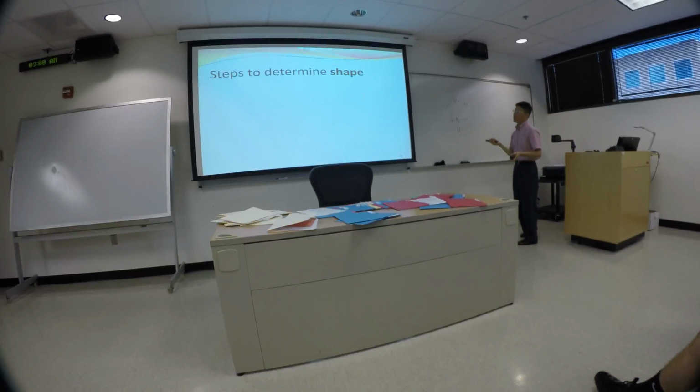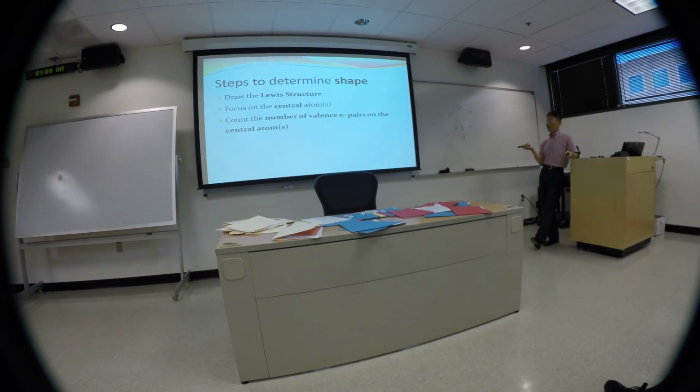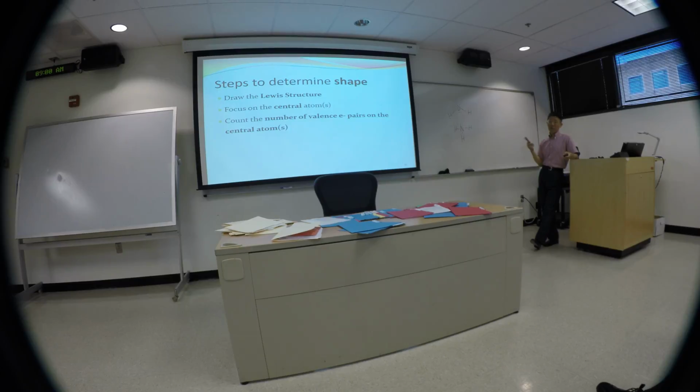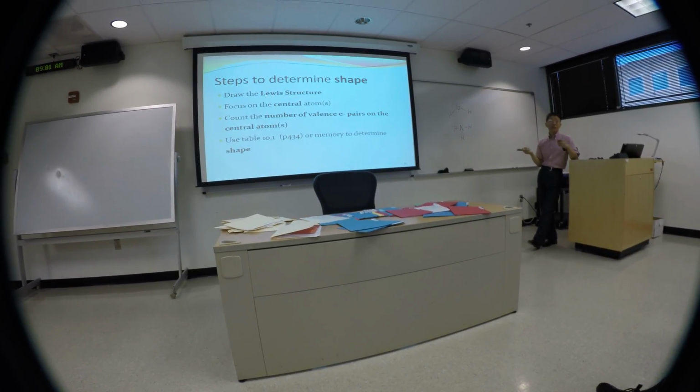Once we have that information determined, the steps to determine the shape and make the prediction about the geometry are: draw the Lewis structure, focus on the central atom, and then count the total number of valence electron pairs. Once you have the Lewis structure, there's a table in your textbook.